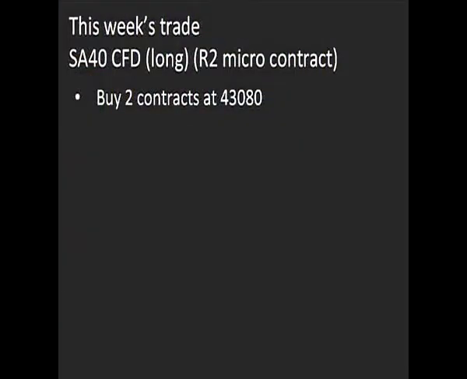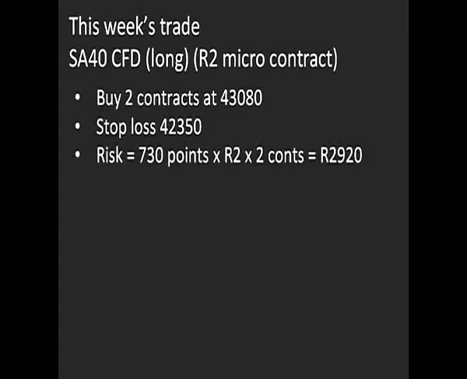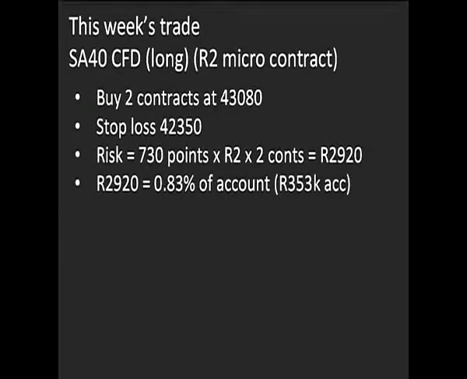Okay, so Garth, you have entered the position? I have, and if we look at the mechanics of that trade, I said I'm buying 2 of these at 43,080. My stop loss, 42,350. That means that I'm risking 730 points. Now, given that these are 2 rand per contract, and I'm doing 2 of them, that effectively means that my risk, if I'm wrong and my stop loss gets hit, is 2,920 rand that I could potentially lose on this trade. That works out to 0.83% of the value of our account.